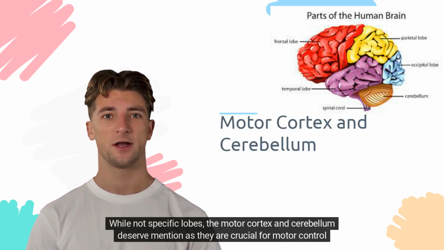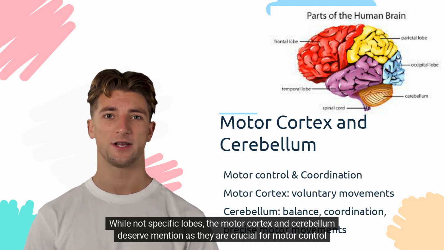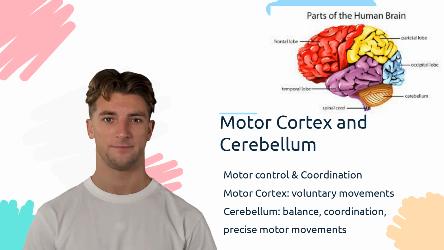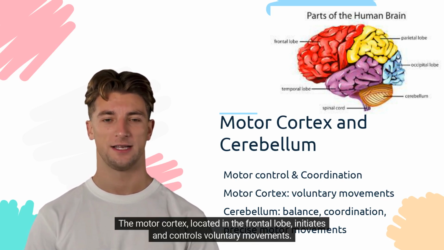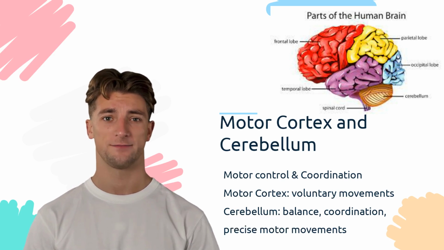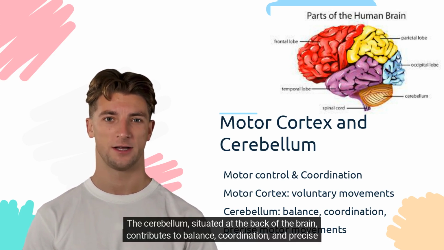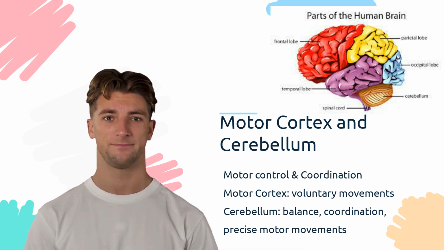While not specific lobes, the motor cortex and cerebellum deserve mention as they are crucial for motor control and coordination. The motor cortex, located in the frontal lobe, initiates and controls voluntary movements. The cerebellum, situated at the back of the brain, contributes to balance, coordination, and precise motor movements.